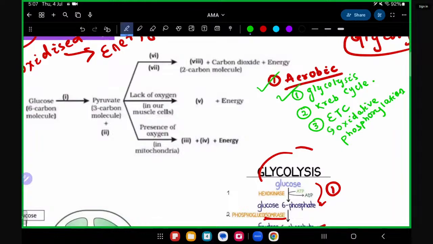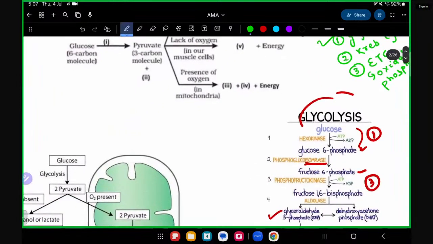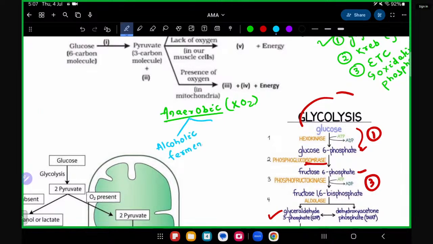Then anaerobic respiration. The process takes place in absence of oxygen. This is a type of fermentation reaction. Two types of fermentation can occur in the absence of oxygen. The first one is alcoholic fermentation. The second one is lactic acid fermentation.